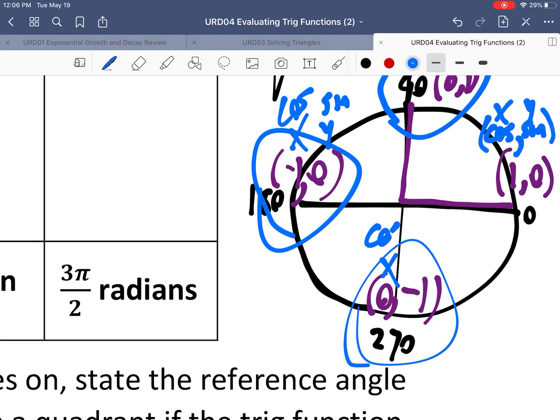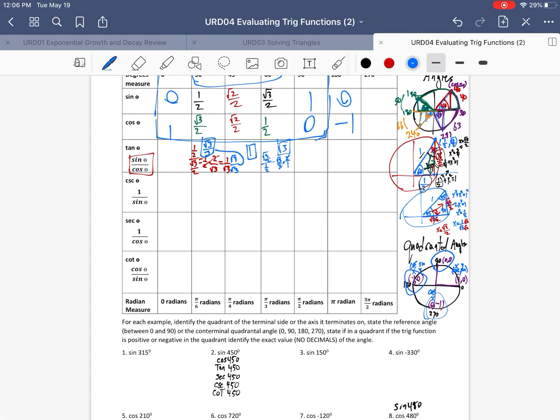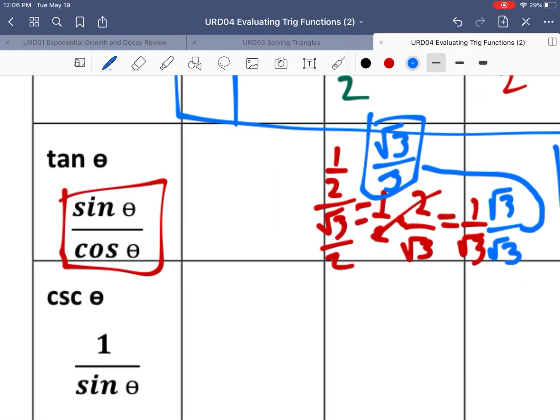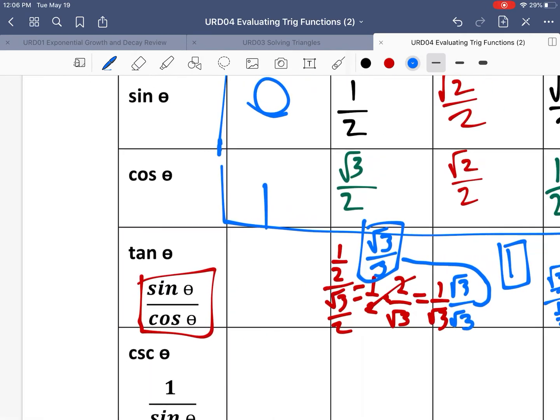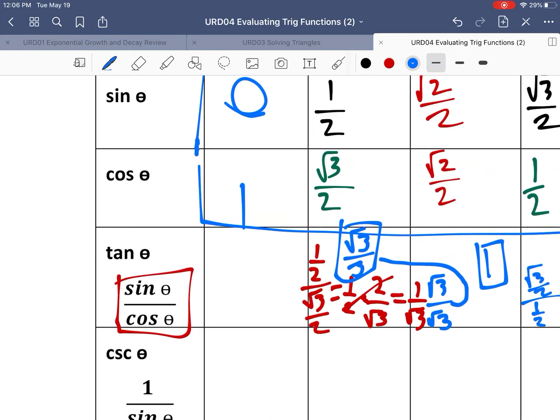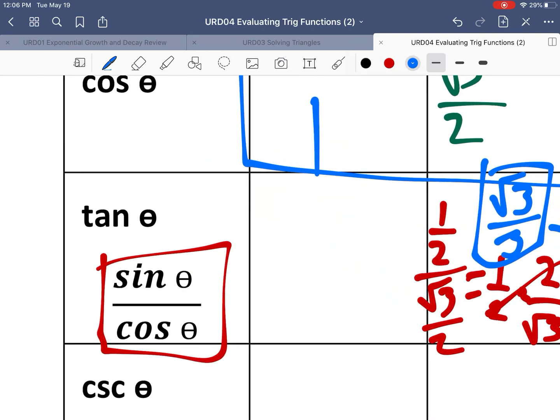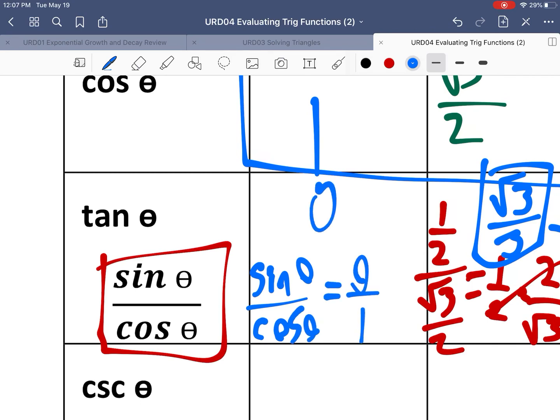Then for 270, the x value is cosine, so that's 0. And for sine, it's going to be negative 1. And to find the tangent, we're just going to do what we did a moment ago, using sine over cosine. So the sine of 0 divided by the cosine of 0 is going to be equal to 0 divided by 1, which is 0.